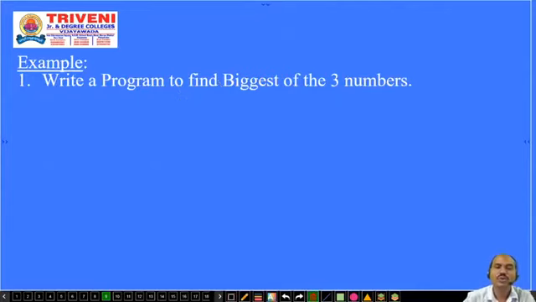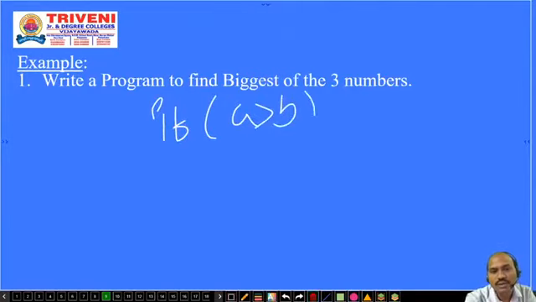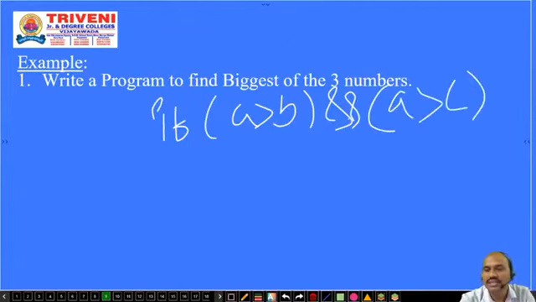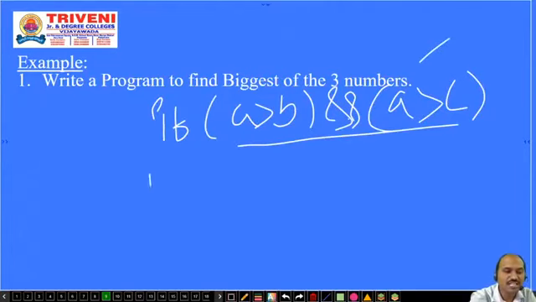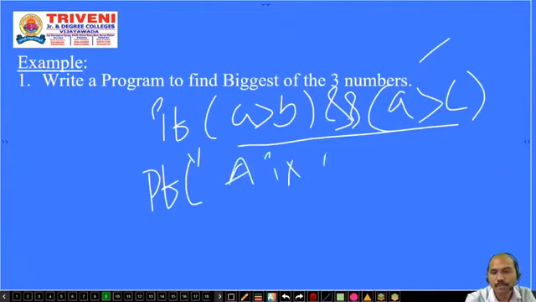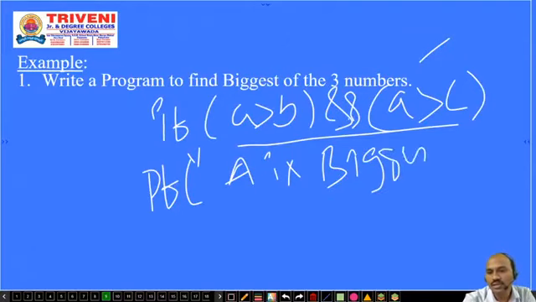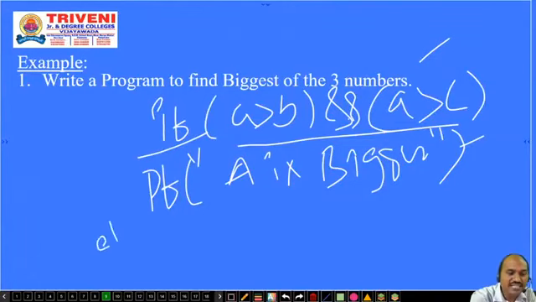The next one is the condition statements. The condition you had given: if A greater than B and A greater than C. If the condition of A is satisfied here, we write the printf statement: A is bigger. So if the condition is satisfied, we decide A is bigger.